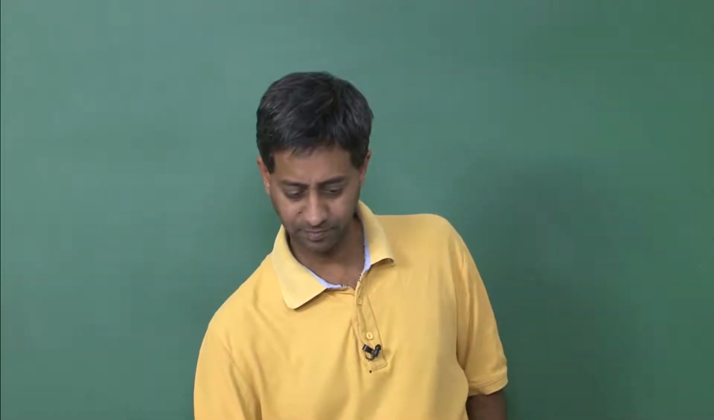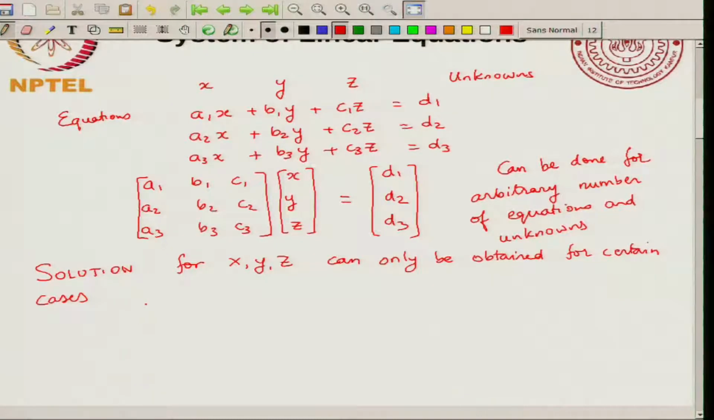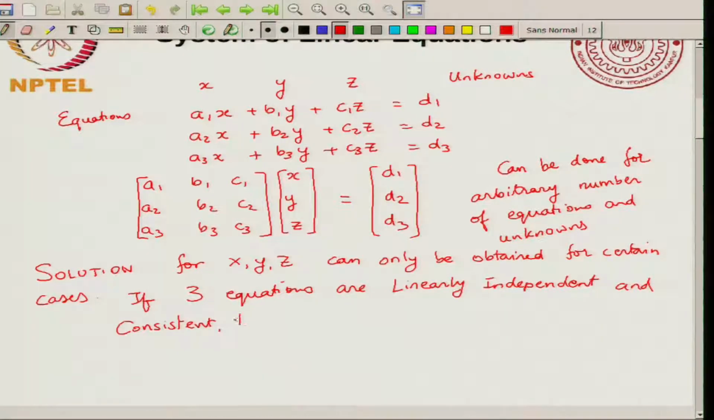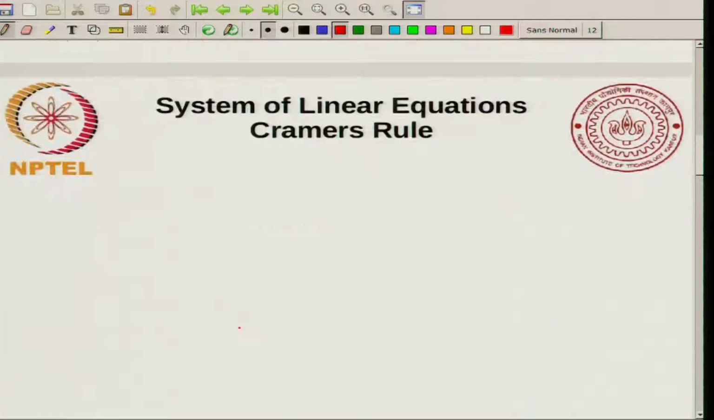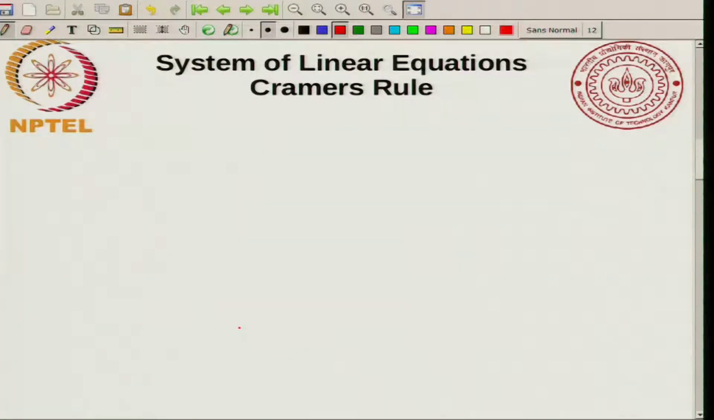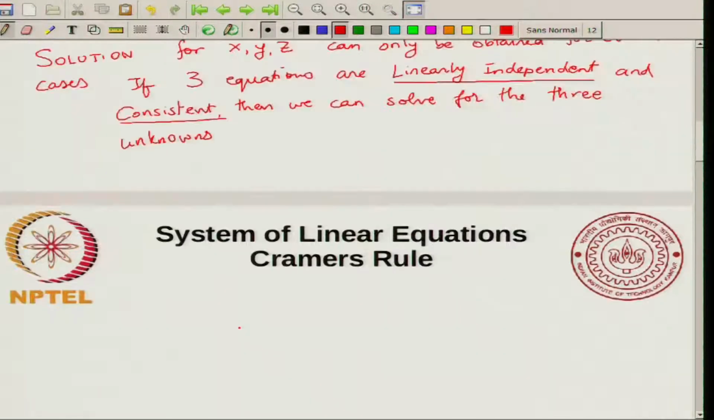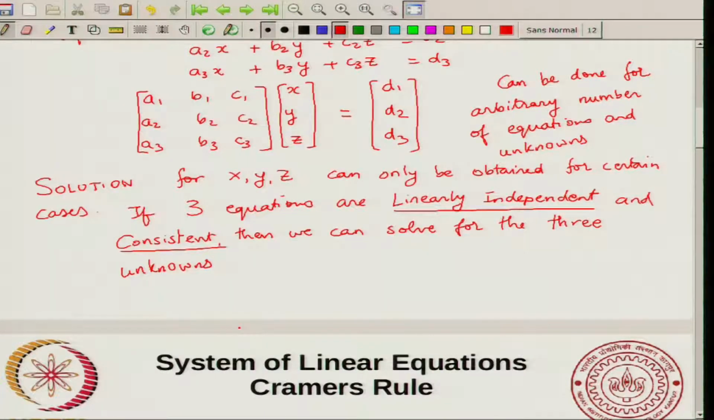So, now let us say you have the case where the 3 equations are linearly independent and consistent, then we can solve for the 3 unknowns. I will come to what is meant by linearly independent and consistent in a few minutes, but let us assume that you can solve for the 3 unknowns. So, how would you imagine solving for them? There is one rule called Cramer's rule, which can be used to solve for the 3 unknowns. And I'll just mention this right here. Again, this is only in the cases when these equations are linearly independent and consistent.